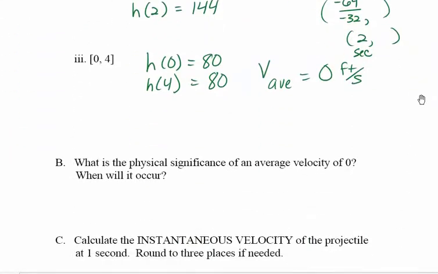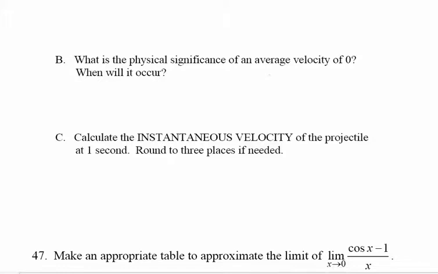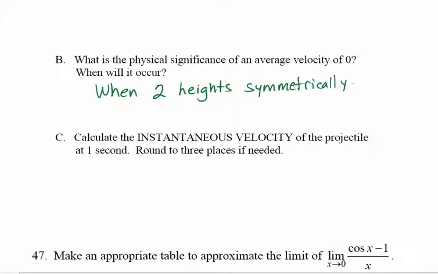So we can see some of the problems here. What is the physical significance of an average velocity of 0? When will it occur? When the two heights symmetrically surround the vertex. So it appears that our average velocity is 0, even though the object itself was covering quite a bit of ground. So the instantaneous velocity is much more important in a problem like this.